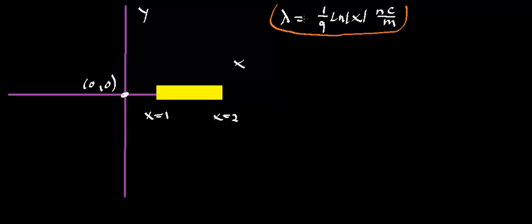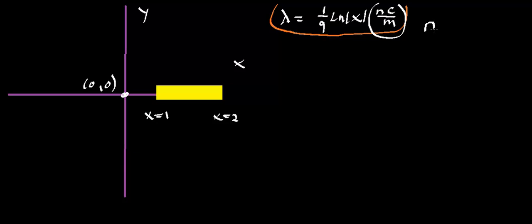So here's our charge density. Lambda, our linear charge density, is equal to 1/9 times the natural log of x, and it's in units of nanocoulombs per meter. I'll say that it's in nanocoulombs per meter for two reasons. Number one, it's pretty common for charge densities to be in nanocoulombs per meter. Number two, it's going to make the math work out very easily, and there's a reason for that, and we'll see why in just a minute.